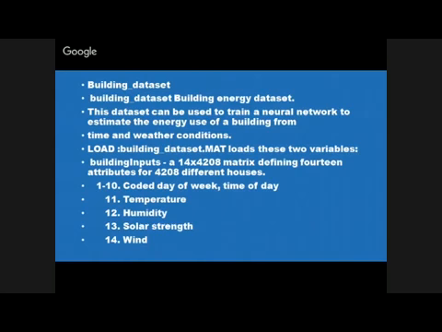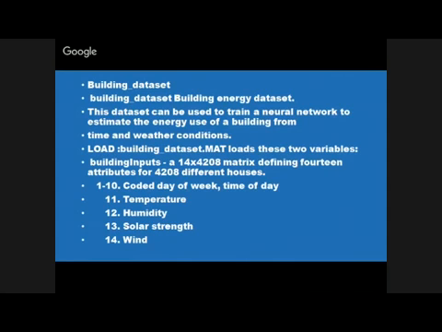In our case, the building input is a 14 by 4208 matrix. That means there are 14 variables and 4208 values. That means 4208 is the number of houses, and for each and every house there are 14 variables which we have taken in the data set. Now, what are the variables?